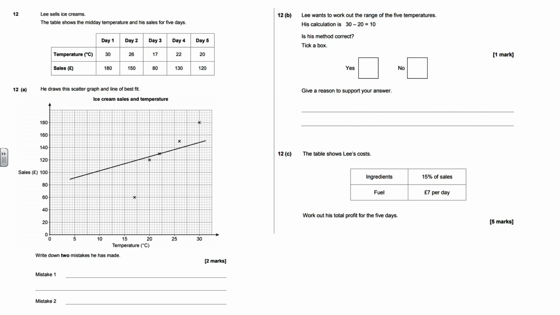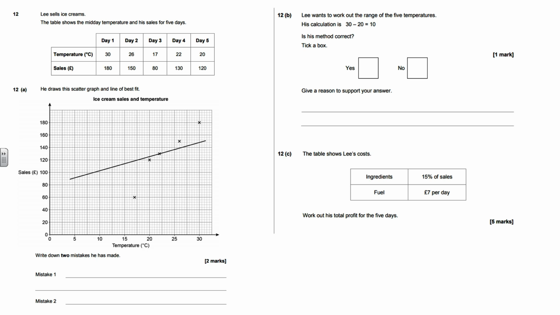Right, question 12. Lee sells ice creams. The table shows the midday temperature and his sales for the 5 days. He draws a scatter graph and a line of best fit. He's drawn, there are 2 mistakes. We've got to identify the 2 mistakes he's made.